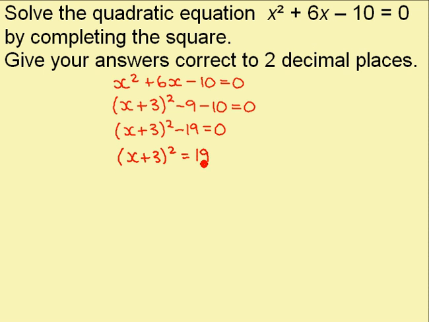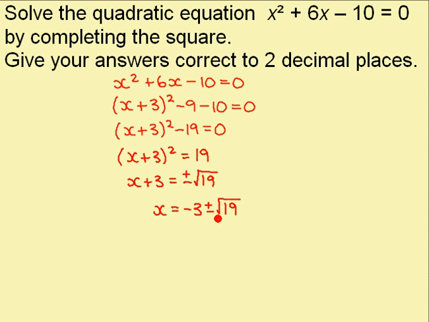Now I want to square root both sides. This gives me x plus 3 equals plus or minus the square root of 19. Now the square root of 19 is not something I know, so I'm going to use my calculator for this bit when I get to it. First of all though, I've got to take 3 away from both sides, so I get x equals minus 3 plus or minus the square root of 19.